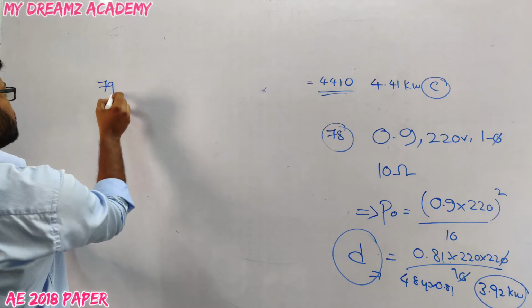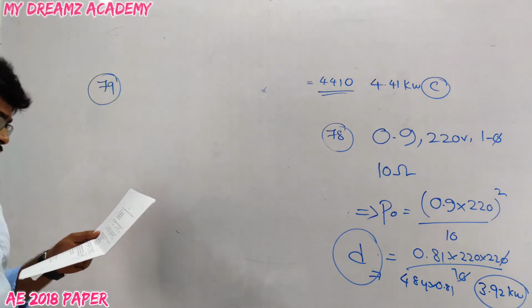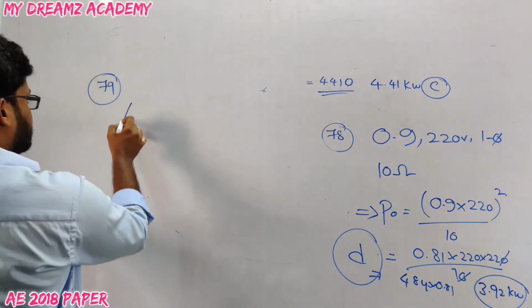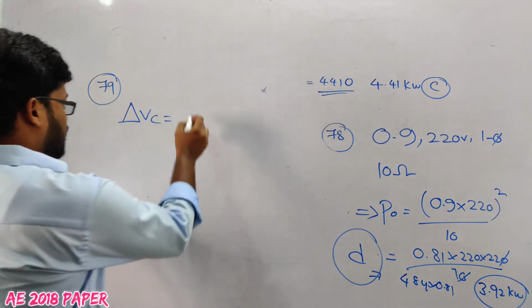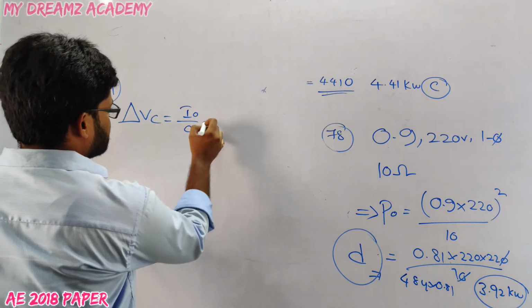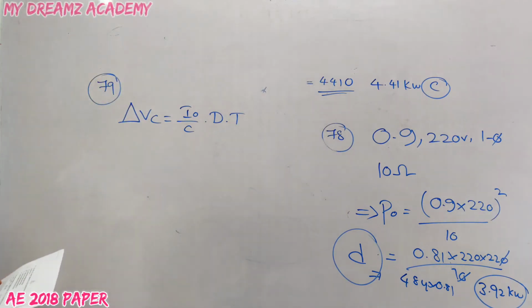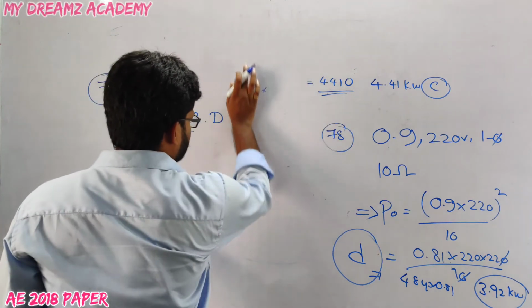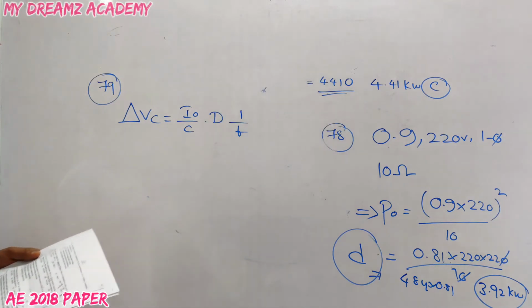This question is all about the boost converter. The peak to peak ripple voltage of a capacitor will be calculated like this. Delta Vc is equal to I naught by C into D into T, where D is the duty ratio and T is the time period. If you want to convert into frequency, it will give 1 by F. Now I will read the options.